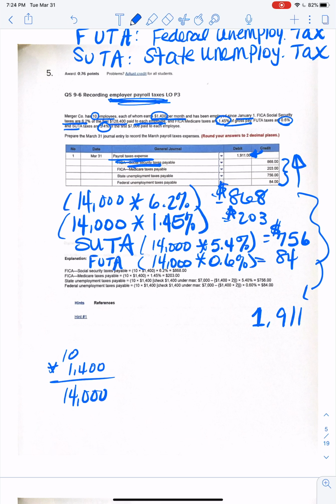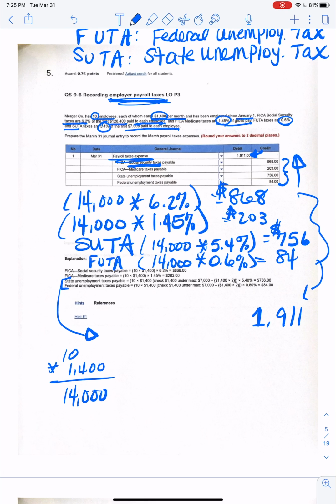Now, if you look down here in the explanation the book provides, they go into a bunch of extra detail that I didn't touch on here. The reason I didn't touch on it is because it's not applicable to this question, although it is something worth doing. What this last piece up here says is that FUTA and SUTA are only paid on the first $7,000 to each employee.